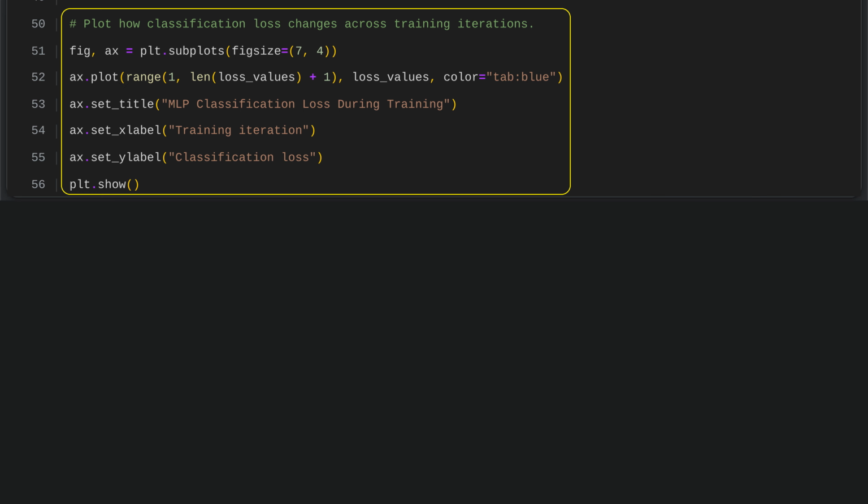This plot shows how an MLP classification loss changes during training. A Matplotlib figure is created. Then the loss values are plotted against the training iterations with clear axis labels and a descriptive title. Displaying the plot makes it easy to visually check whether the loss decreases as training progresses.